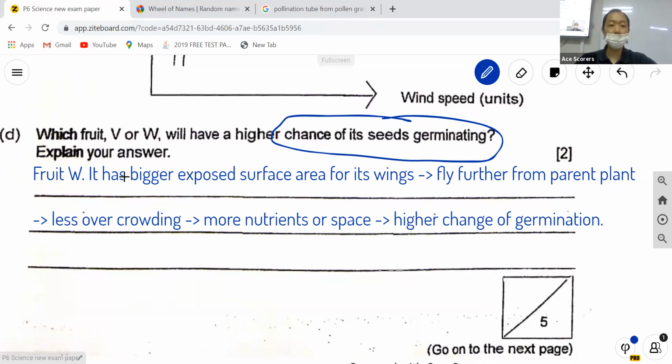A lot of students will just stop here. Really stop here. But it doesn't explain why they will have a higher chance of germination. So we have a higher chance of germination because there are more nutrients or more space, more food, whatever for it to grow.